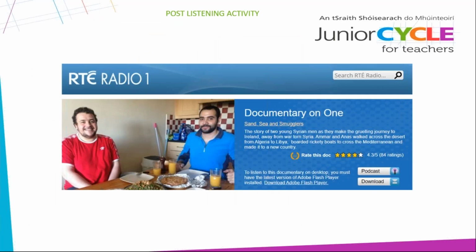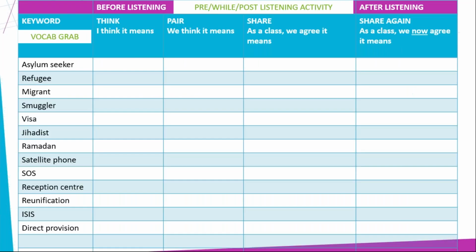Thank you, Sorcha. Now we will return to our Strand 1, Rights and Responsibilities related radio documentary, titled Sand, Sea and Smugglers, and we will complete a post-listening activity. As you can see on the slide, each radio documentary in the RTE Radio 1 online archive is housed on its own webpage and includes a blurb and introductory information. A post-listening activity might be to ask students to work in pairs or small groups to produce a blurb for the documentary they have been listening to.